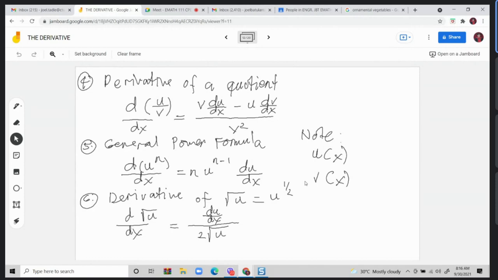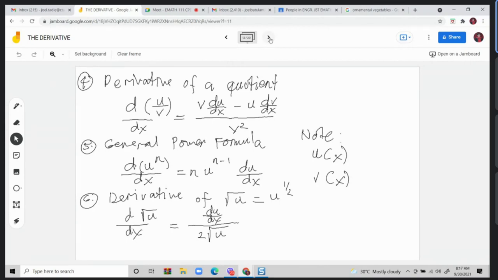Okay, so do you have any questions so far before we proceed? So you can see now, guys, that it is easier to differentiate once we use the formulas compared to our previous method, our increment method or using the four-step rule.